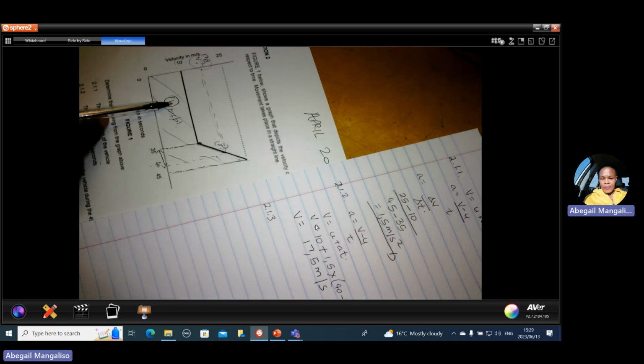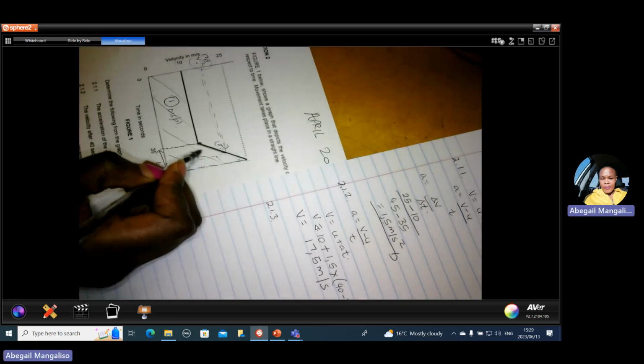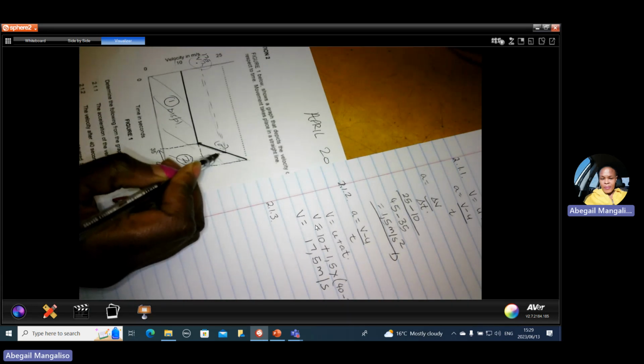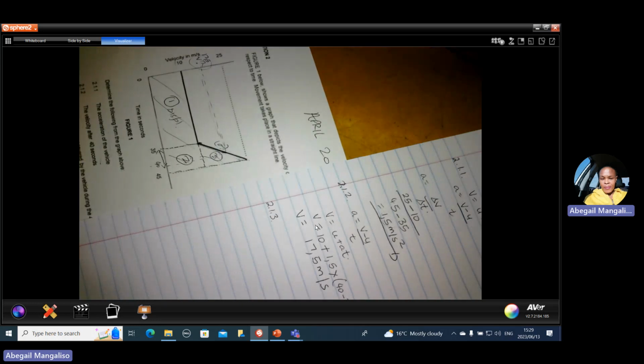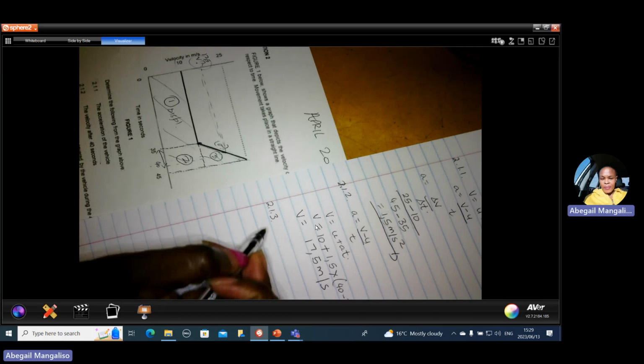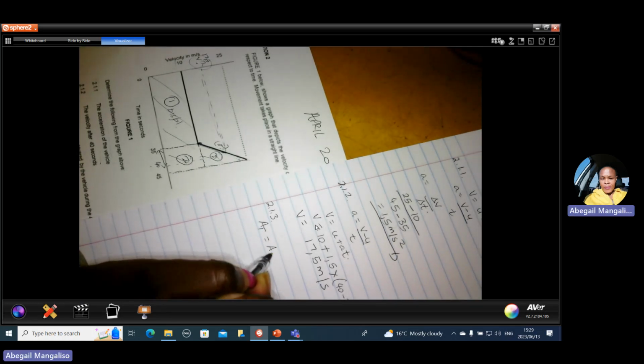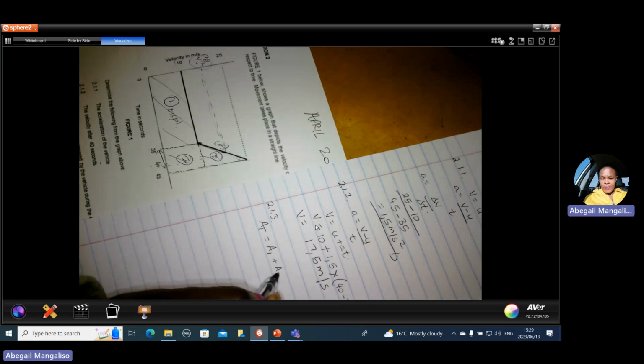This will be area 1. And again, we divide this. We can label this one area 2 and this area 3. So there are 3 areas in total. Now, total area AT is equal to A1 plus A2 plus A3.